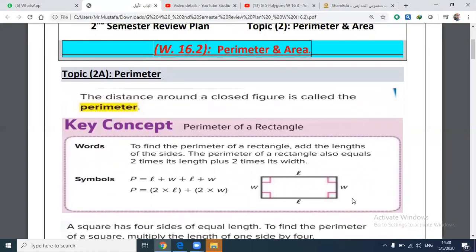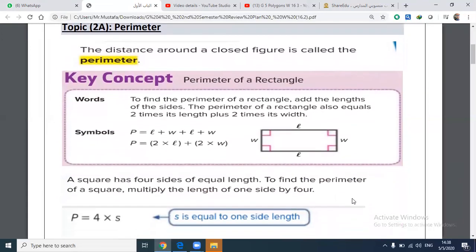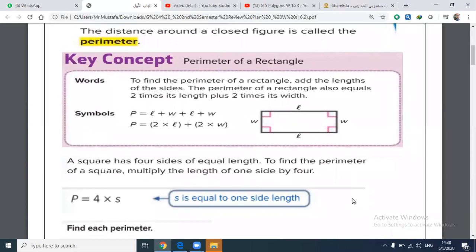But we have a special case for perimeter of rectangle and square. To find the perimeter of a rectangle, you have to add the lengths and the widths. I have two lengths and two widths, as you see. Or multiply length by 2 plus width by 2. Twice of length plus twice of width. Otherwise, you can find the total distance around the rectangle. The perimeter of a square is side length times 4, or 4 times the side length. This we studied already before.